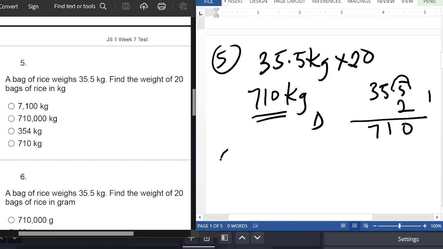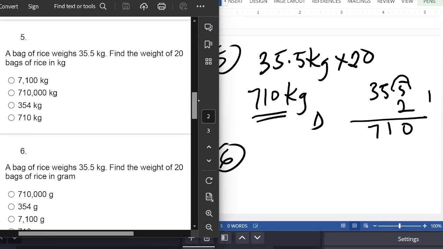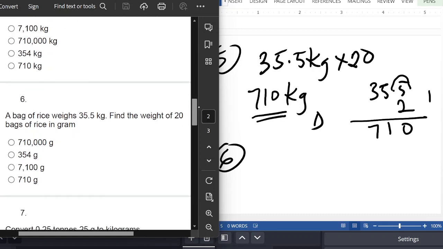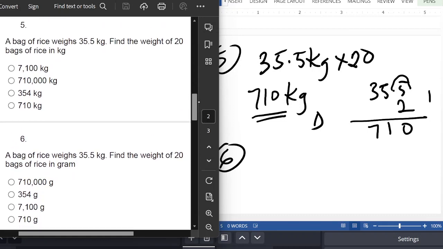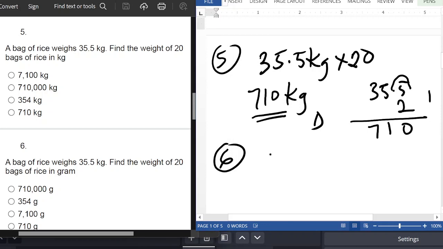So for question number 6, all right. Question number 6 is just a continuation of question number 5. So you now want to get it in grams. That means you want to convert 710 kilograms to grams now. So what are we going to do?